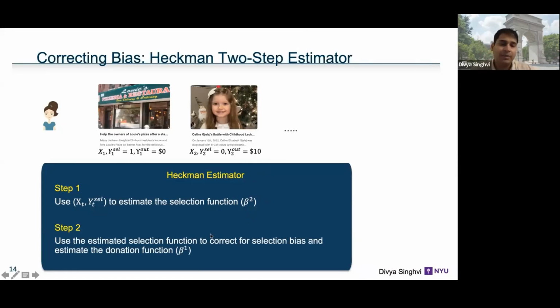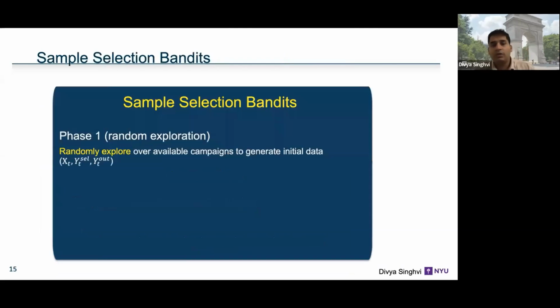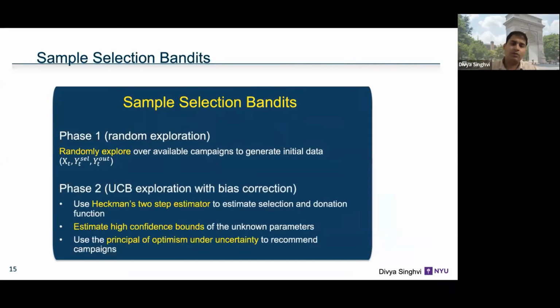Okay. Let me recap the simple two-step approach, because there are two sets of parameters. Step 1, use the selection data to come up with selection estimates. Step 2, use the selection estimates to first correct for selection bias and then estimate the donation function, which is beta 1. Our algorithm, in fact, uses this two-step estimator, and we propose a two-phased algorithm. In phase 1, there's random exploration. So here we randomly explore over available campaigns to generate initial data. And then in phase 2, we propose using UCB, or upper confidence bound, exploration with bias correction.